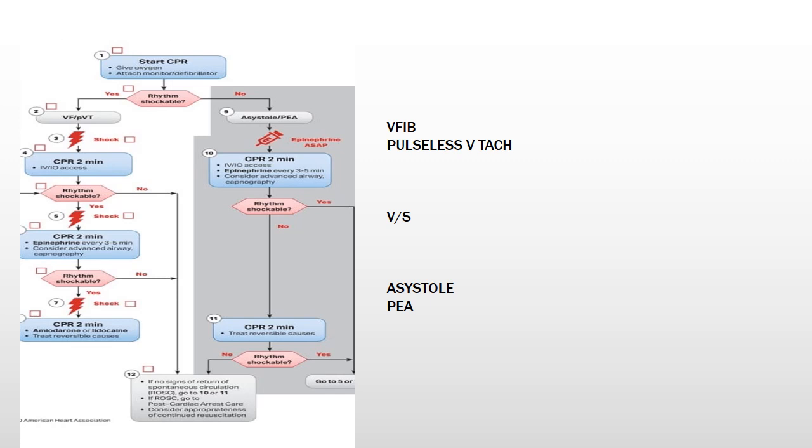In cases of non-shockable rhythms, that is asystole and PEA, you will directly give epinephrine as soon as possible, and then resume CPR for 2 minutes. After 2 minutes of CPR, you will again assess the rhythm, whether it's shockable or not. If it's shockable, then you will do a shock and then epinephrine, then shock, then amiodarone. And if it's a non-shockable rhythm, then you will resume your CPR and give epinephrine. But do remember that you have to treat reversible causes in the scenario of non-shockable rhythms. It's very important.